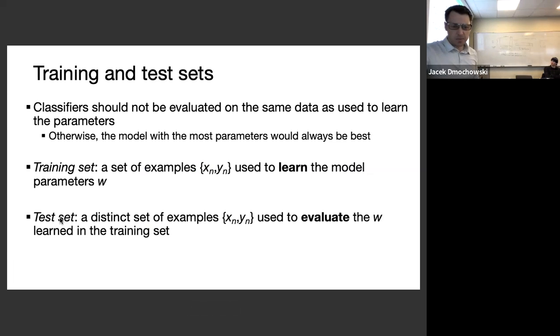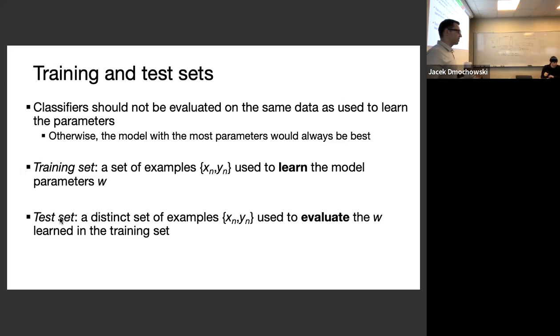Okay, so I've already said this, training and test set. Basically you never, ever, even in linear regression, learn and evaluate your model on the same data set. The biggest reason for that is the problem with the training error, or training loss, is that the bigger the model, the lower the loss. That's guaranteed.